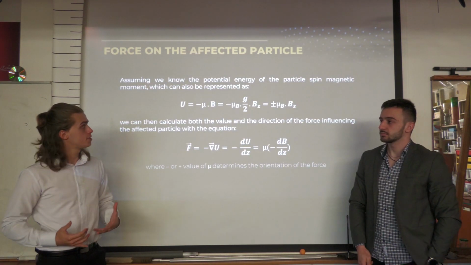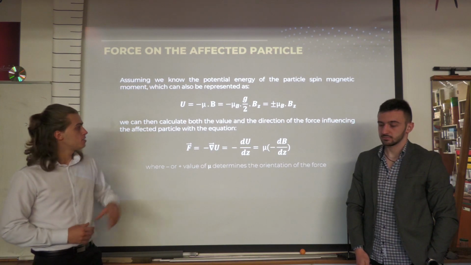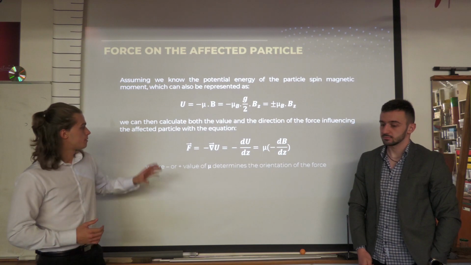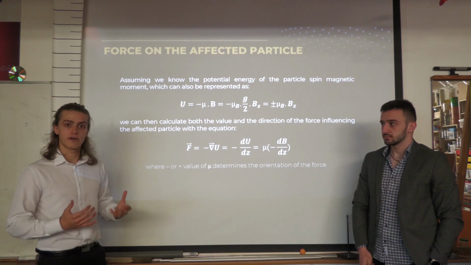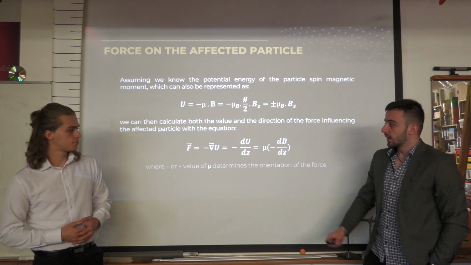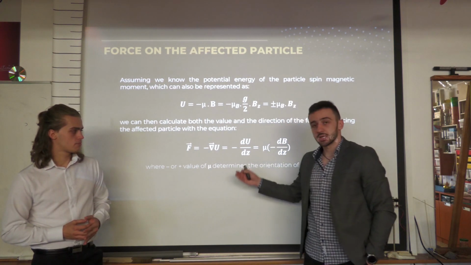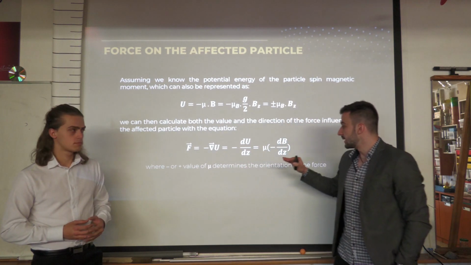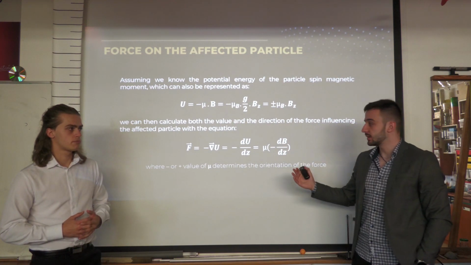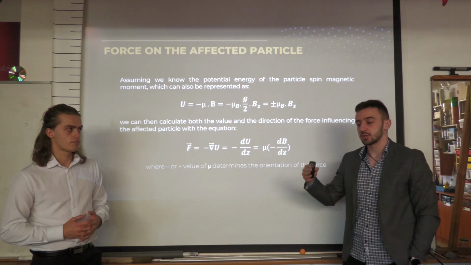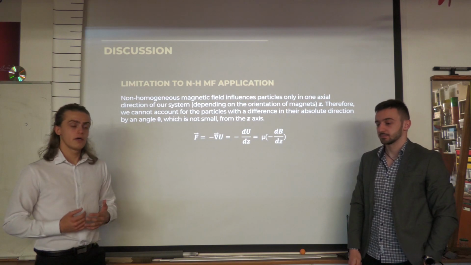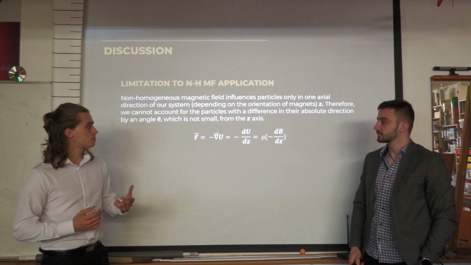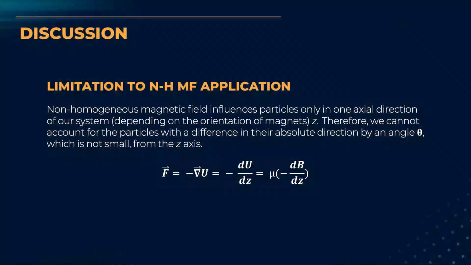Assuming we know the potential energy of the particle spin magnetic moment, by using these two equations, we can determine the value of force by which the non-homogeneous magnetic field is going to affect the flowing particles in the system. And we can see that the plus or minus sign in front of the spin, or the maximum angular momentum of the particle, determines the orientation of the force that will affect the particle and the way that its trajectory will be differentiated. The first problem that we encountered, however, is that this force is going to only affect the particles flowing in one direction, in our case the z direction of the system.